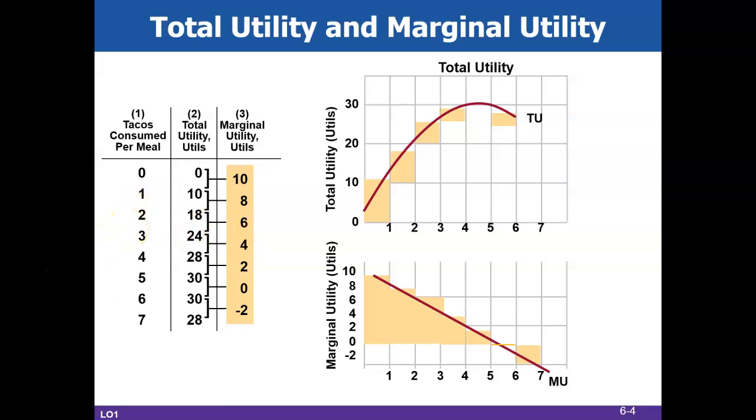Okay, so there is a relationship between total utility and marginal utility. On the top in this graph here, we can see total utility. So what's happening to total utility? It's increasing, it's increasing, it's increasing. So you're eating tacos, you're eating tacos, you're eating tacos. And then all of a sudden, there's a peak in your utility and it starts to decline. Let's see if we can figure out what happens.